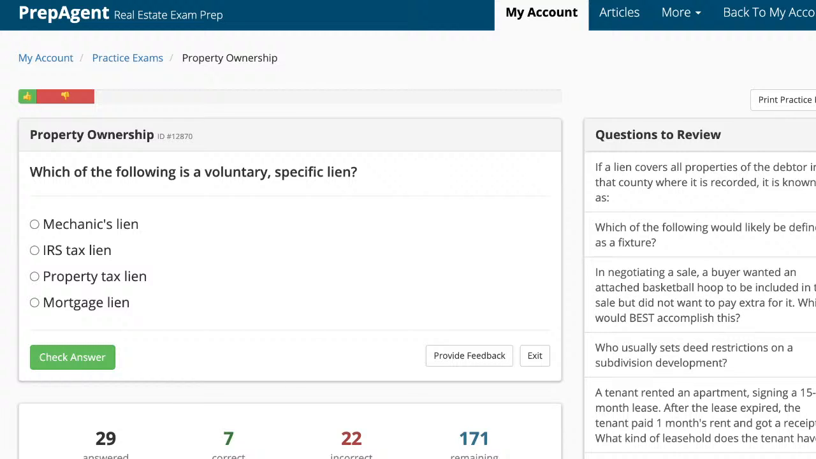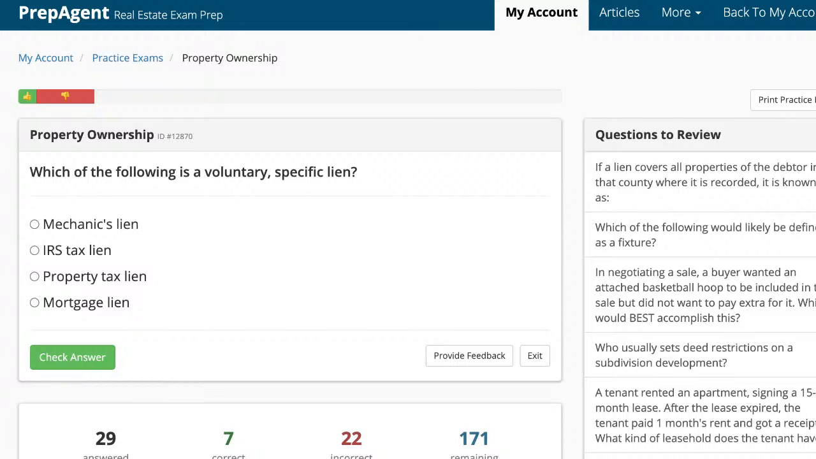What is the difference between real property and personal property? Anybody know? Who could tell me the difference between real property and personal property? Real property is immovable, personal property is movable, but that's a general rule. What is the more true definition so you don't get tripped up? Anybody know?